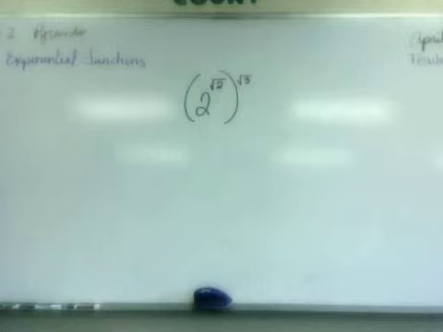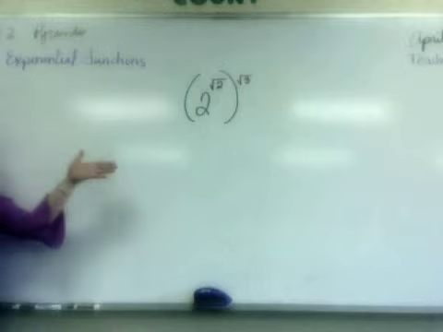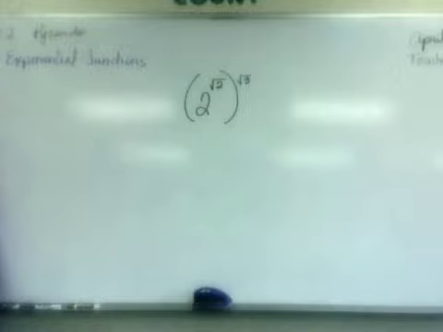You've got to start by identifying what procedure is taking place here. What is happening? Are you multiplying bases? Are you dividing bases? Are you raising powers to powers? How do you raise a power to a power? You multiply the two exponents together.